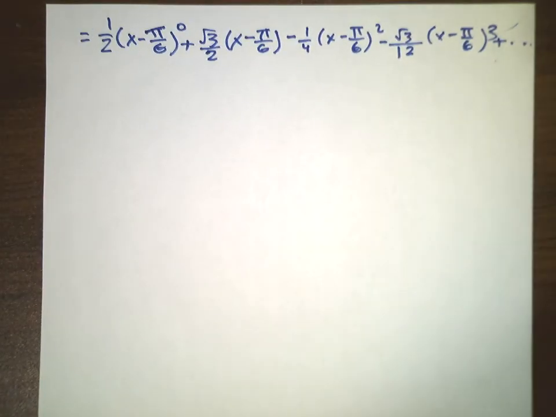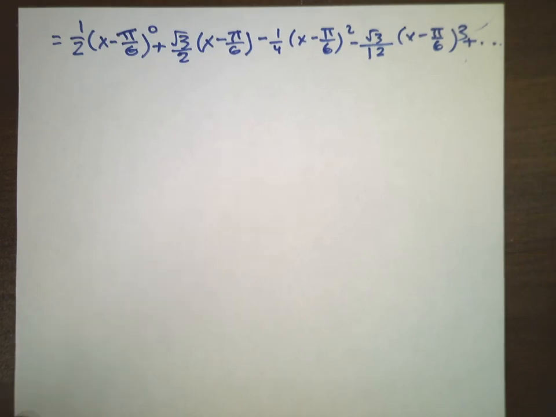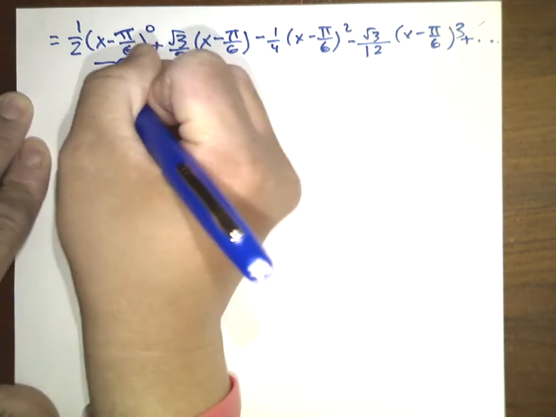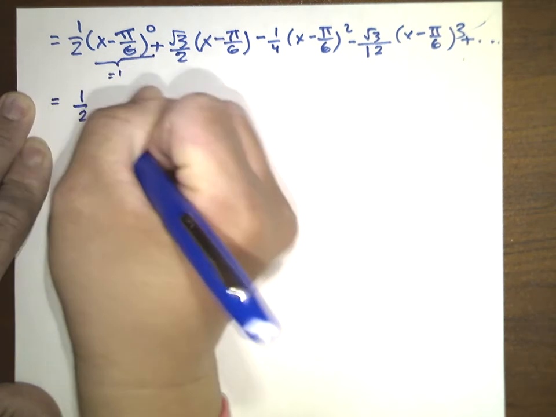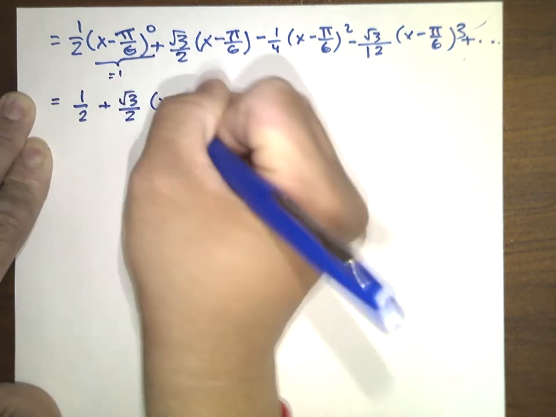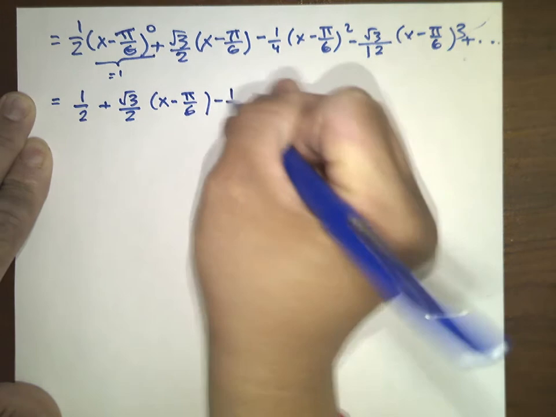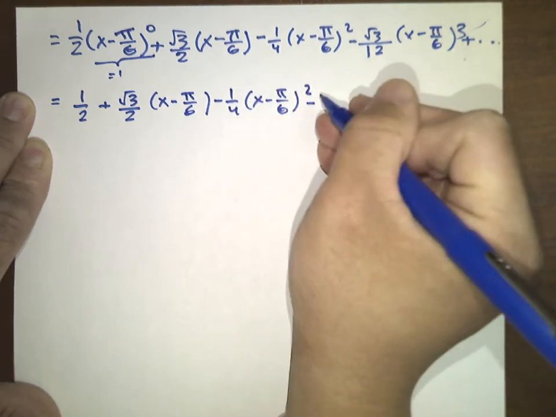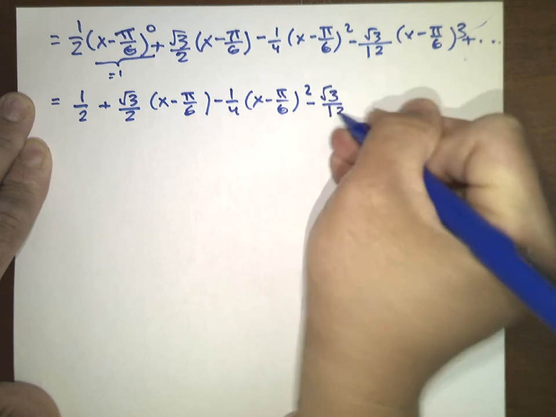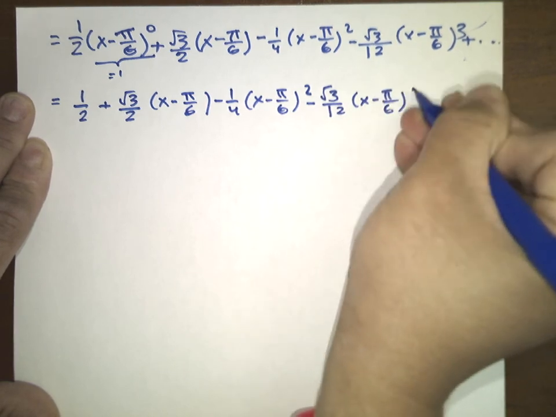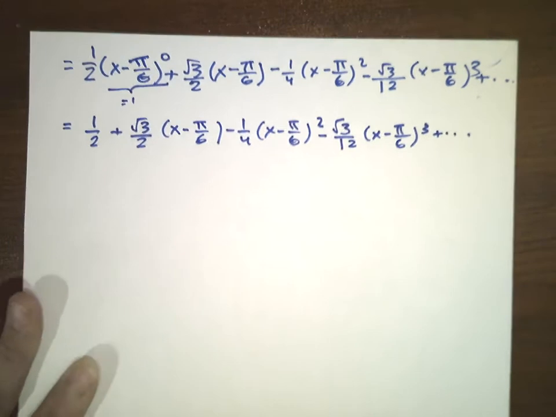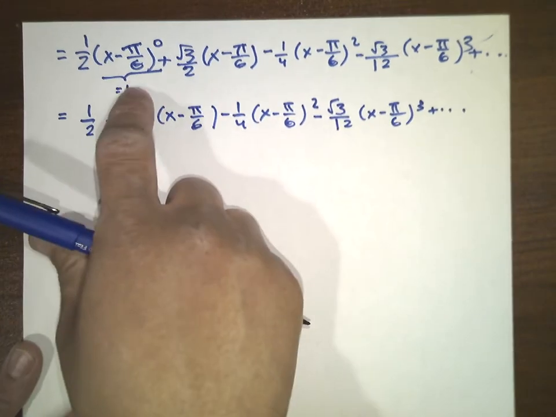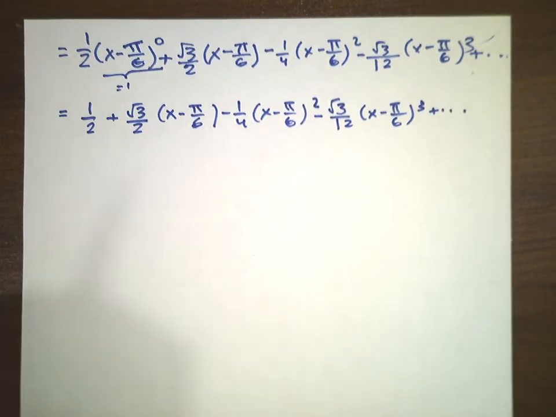So here we go. All right, so remember this is just 1, so we have a half plus root 3 over 2, x minus pi over 6, then minus a fourth, x minus pi over 6 squared, minus root 3 over 12, x minus pi over 6 to the third, and so on. All right, so that's it. I probably should have just written that as a 1 before, but I'll leave it like this for now. All right, what a time to be alive.